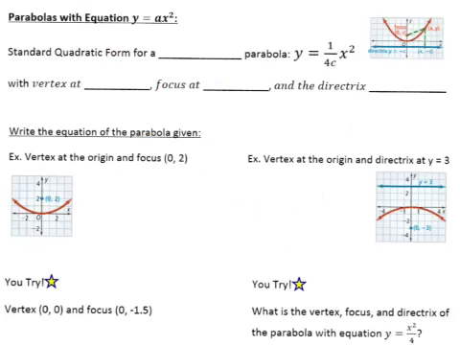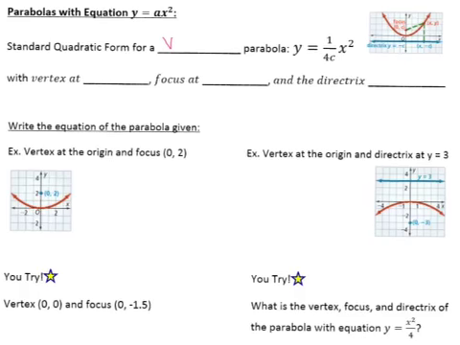So first we're going to look at parabolas with the equation y equals ax squared. This is the standard quadratic form for a vertical parabola. And the equation for that is y equals 1 over 4c times x squared. So notice that a is being replaced with 1 over 4c, or 1 over 4c represents what a is. Now, in standard form, our vertex would be at 0, 0. The focus is at the point 0, c, and the directrix is the line y equals negative c.